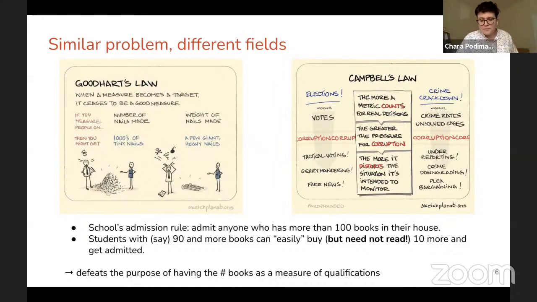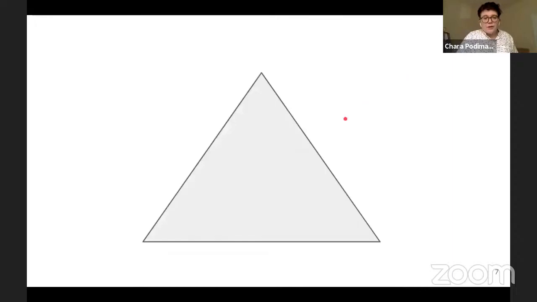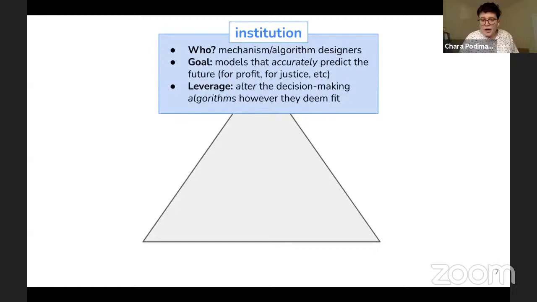And when we're talking about strategic prediction, there are three key actors that are involved in this power sharing scheme, kind of like, and there are trade-offs that these have to suffer. So on the one hand, we have the institution. The institutions are basically mechanism or algorithm designers. Their goal is to model accurately the future, something that they will be doing for profit or for justice. And their leverage is to alter the decision-making algorithms however they deem fit.